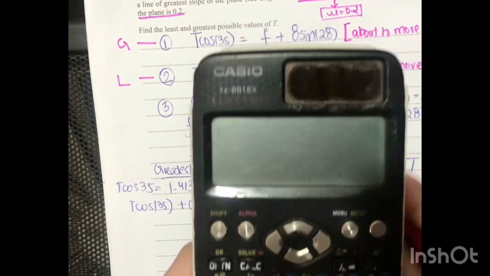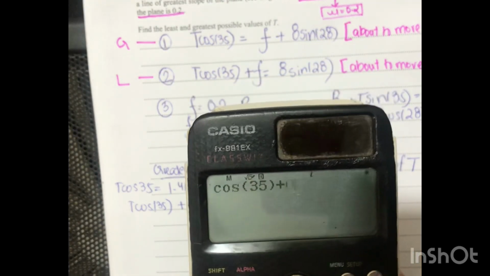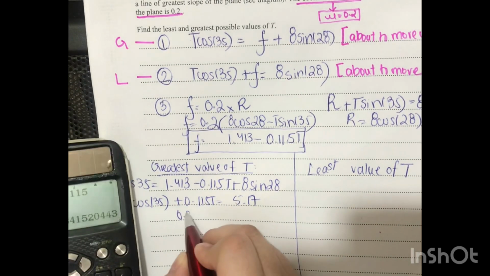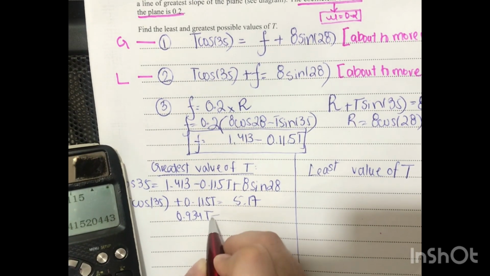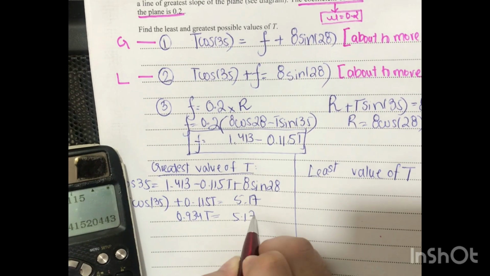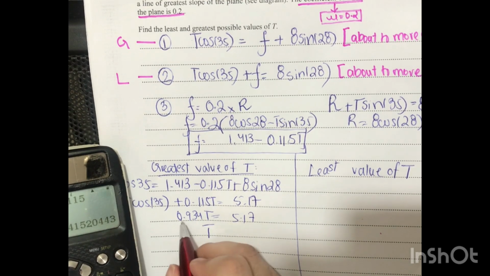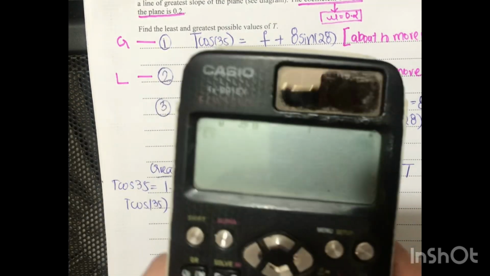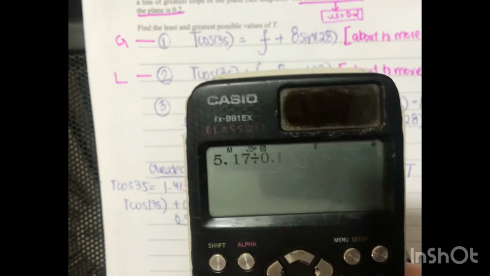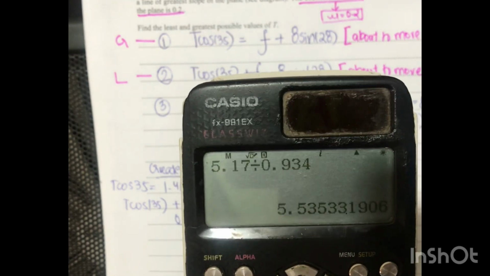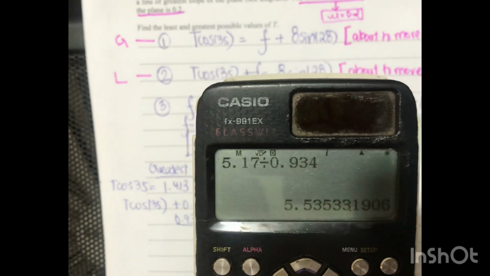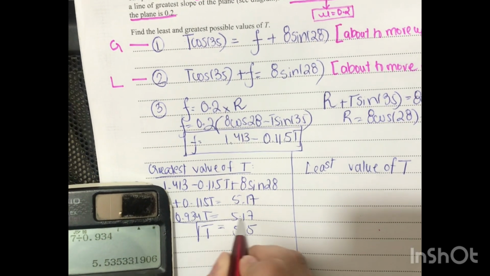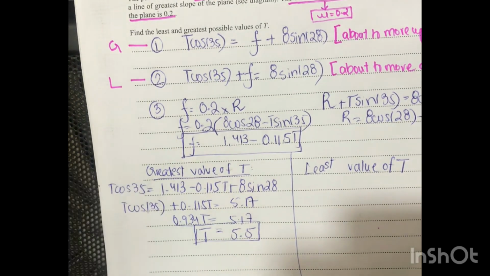So let's simplify the value of t. This will become cos 35 plus 0.115. That means 0.934t is equal to 5.17. And then we divide by 0.934 on both sides, we get 5.54, or we can write it as 5.5. This is the value of t, which is the greatest value.